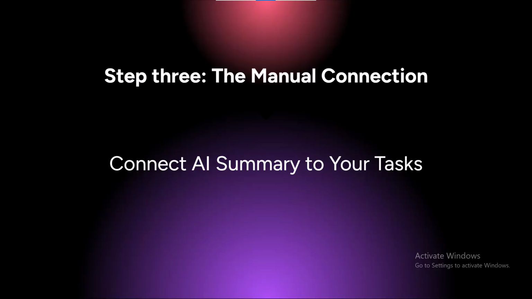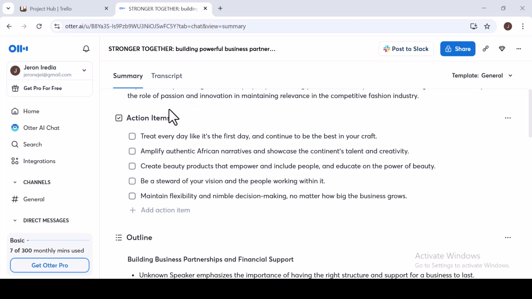Step 3. The manual connection. This is where your human expertise comes in. After a meeting, your AI tool will send you a summary with a clear list of action items.